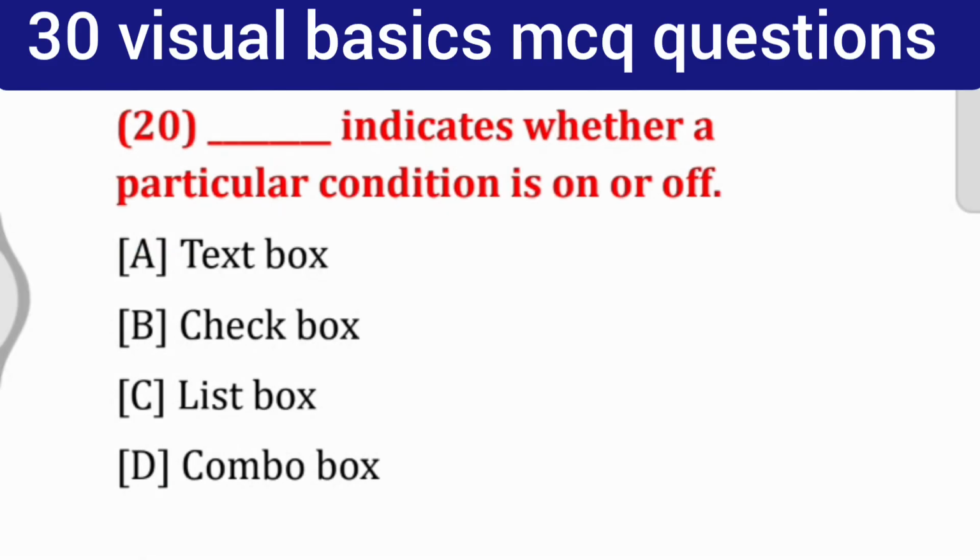Question number 20. Dash indicates whether a particular condition is on or off. Options: text box, checkbox, list box, combo box. Correct answer, checkbox.